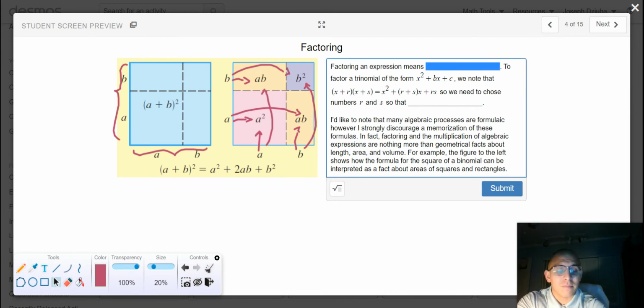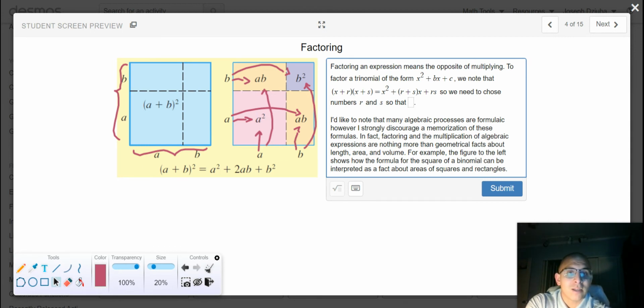Factoring an expression means the opposite of multiplying. To factor a trinomial of this form, x squared plus bx plus c, we note that all of this algebraic gibberish, so what does it actually equate to? Oftentimes we have to rely on our intuition here with factoring. So this algebraic expression here, x plus r times x plus s, if we go to multiply using the area model, FOIL, whatever you may see fit, this is ultimately what the outcome is going to be.